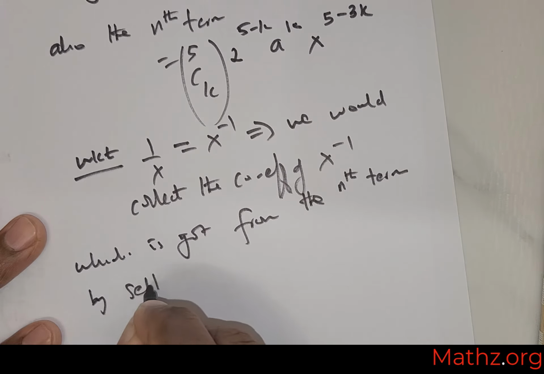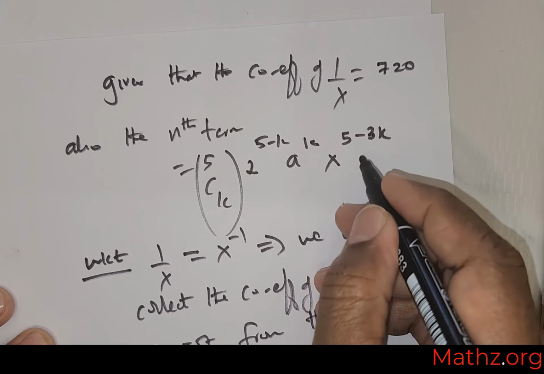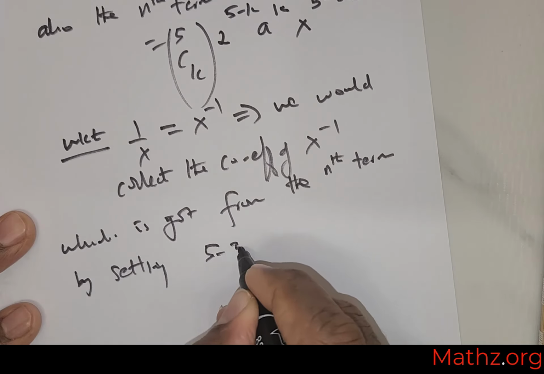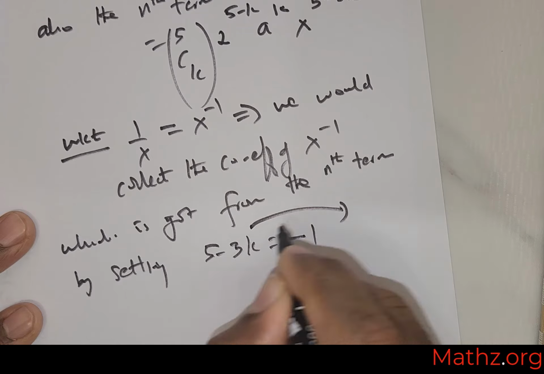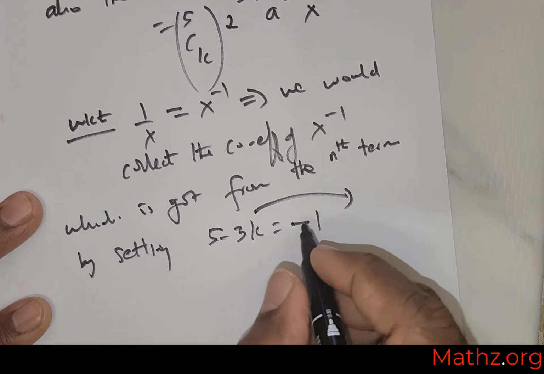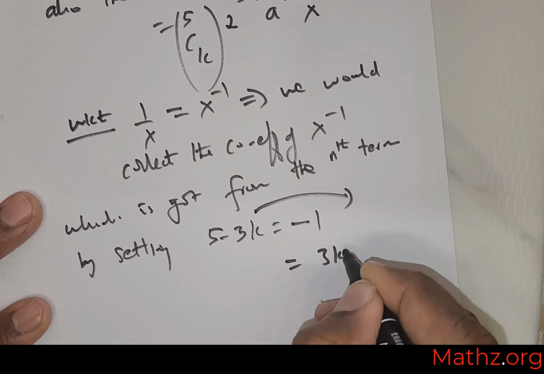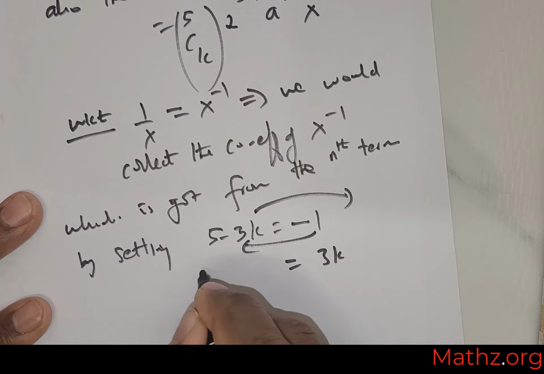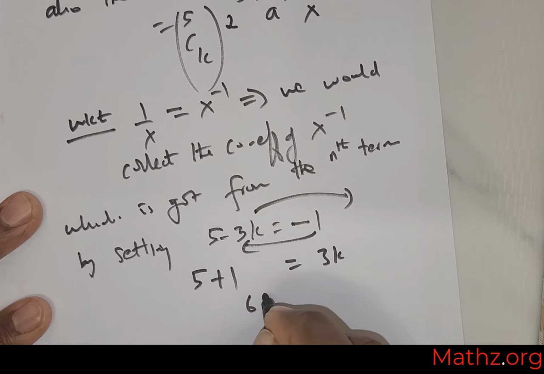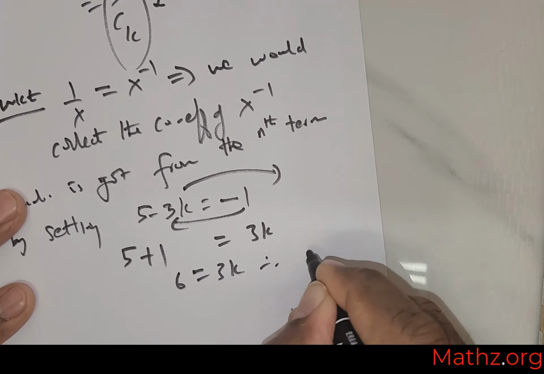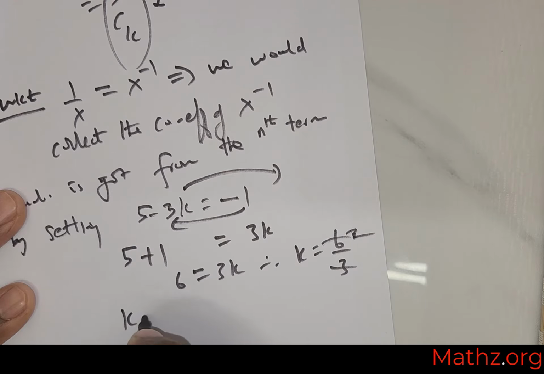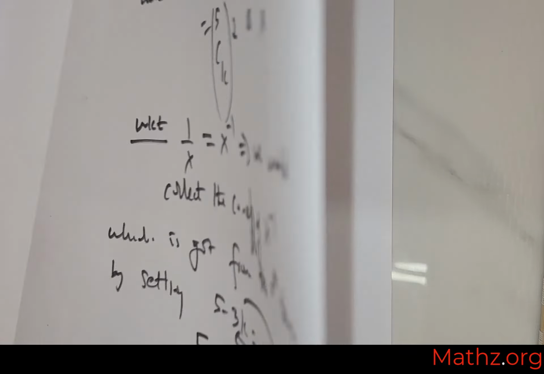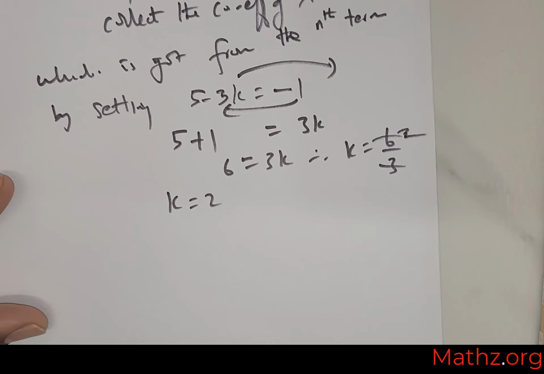How? By setting, you see here, 5 - 3k equal to -1. So this means you push the 3k to the other side, you get positive 3k. You push this to the left side, you get 5 + 1. So 6 is equal to 3k. Therefore k is equal to 6 over 3, which means 2. So k is equal to 2. We've got the value of k to be equal to 2.